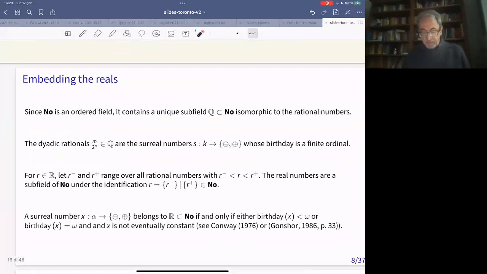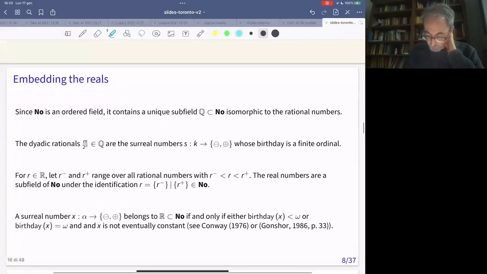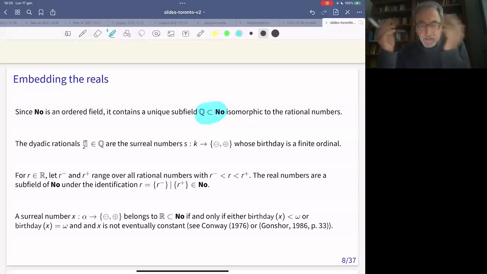Okay, now we can embed the reals in the surreal numbers. First of all, the rationals are obviously embedded, simply because it's an ordered field, and every ordered field contains a copy of the rationals.